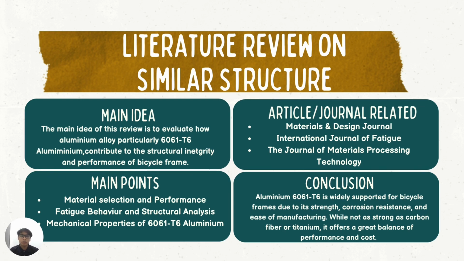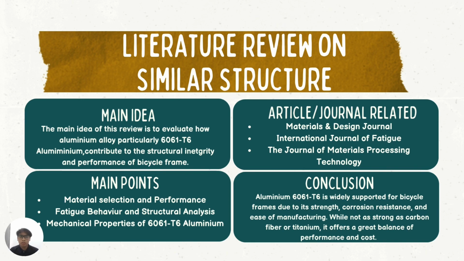The main idea from this literature review is to evaluate how aluminium alloy, particularly 6061-T6 aluminium, contributes to the structural integrity and performance of the bicycle frame. From the literature review, the main points that we have gathered are material selection and performance, fatigue behavior and structural analysis, mechanical properties of 6061-T6 aluminium. The articles or journals related to our literature review are Materials and Design Journal, International Journal of Fatigue, the Journal of Materials Processing and Technology.